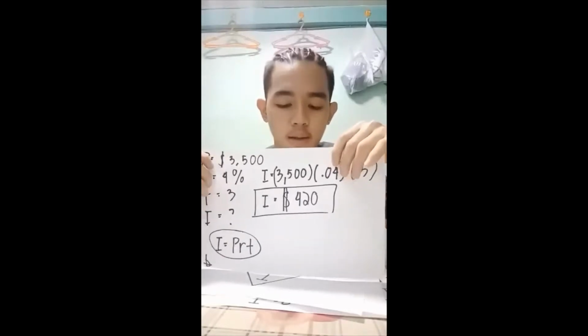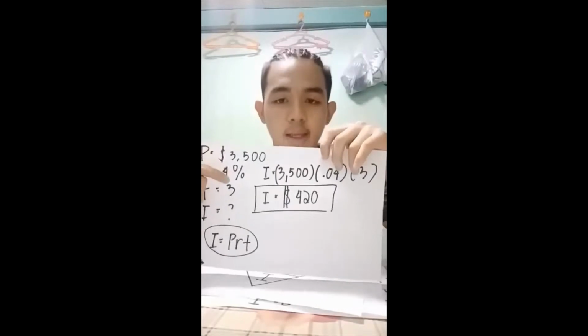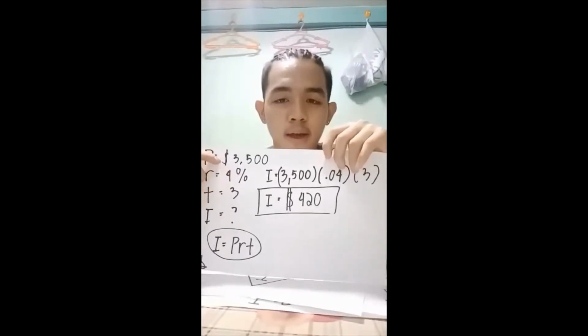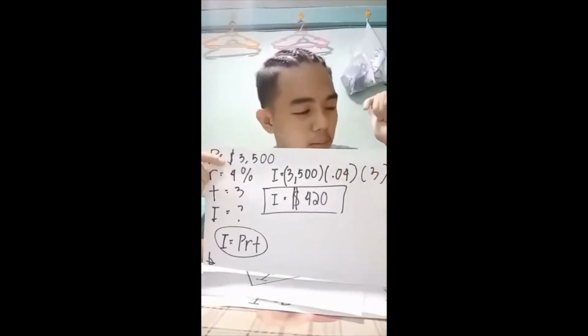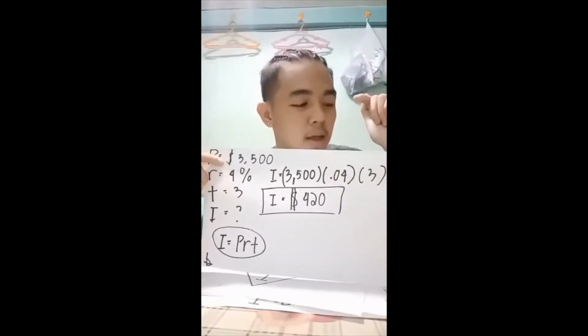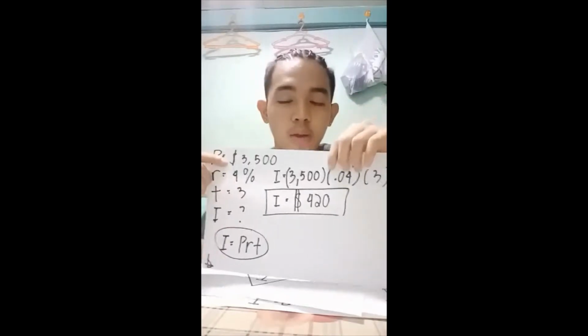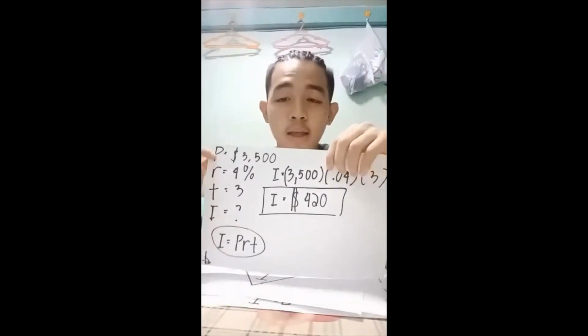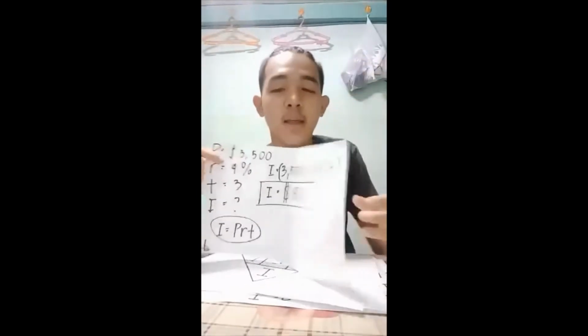So you will get $420 in the scientific calculator. Dollars, because in the problem, dollars is the amount. So that's how you get the interest. In that problem, the interest is 420.